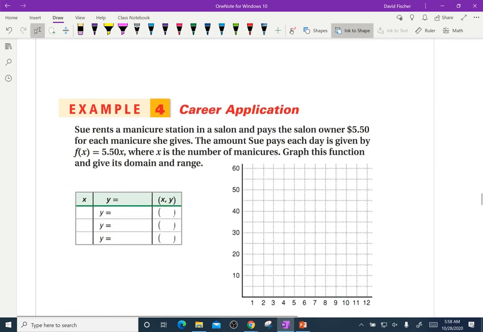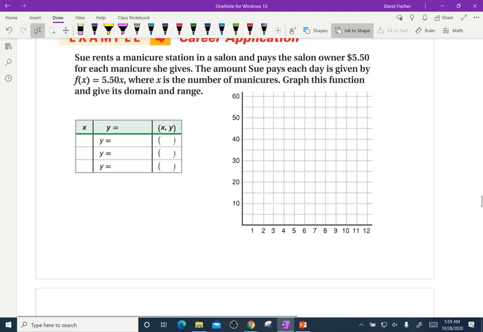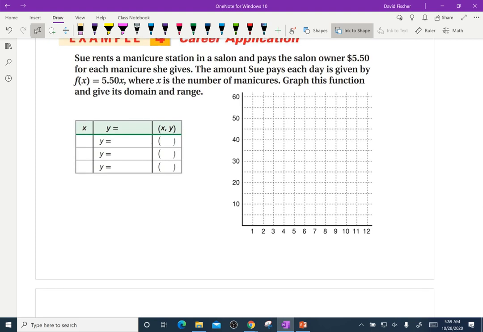All right. So here we are. Sue rents a manicure station in a salon. She pays the salon owner $5.50 for every manicure she gives. It's kind of like a rent. The amount Sue pays each day is given by this function, f of x equals 5.50x, where x is the number of manicures. Well, that makes sense. If you have one manicure, you owe $5.50. A lot of businesses work this way. Graph this function and give its domain and range.